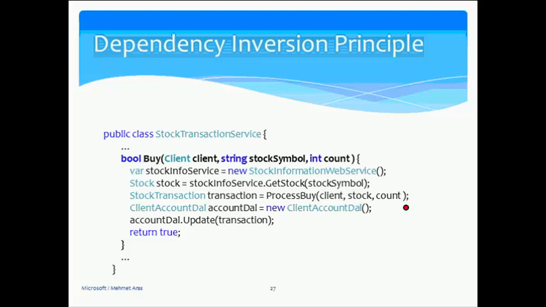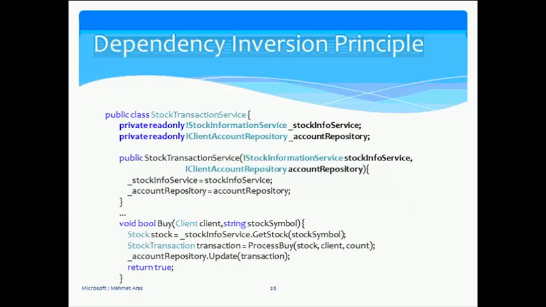How are you going to get this unit test going? You can't, because this code is making a lot of decisions, taking a lot of hard dependencies on these concrete implementations. Now, the fix is very easy. I just need to invert things, right?